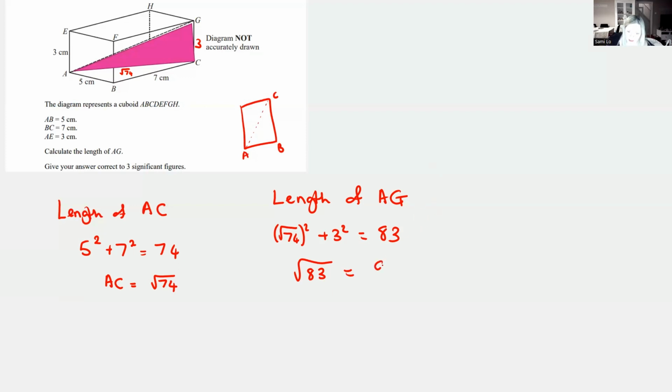Now that's 9.110433, and so on. We need that to 3 significant figures. So 9 is our first significant figure, and then 1, 1. And then because we are working in centimeters, I would even then put that in. And that's the end of the first question.